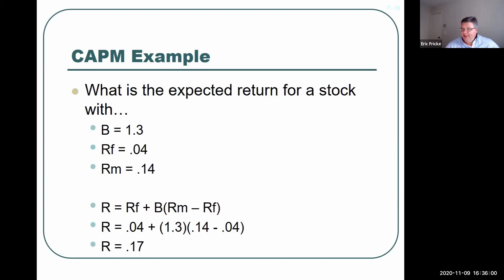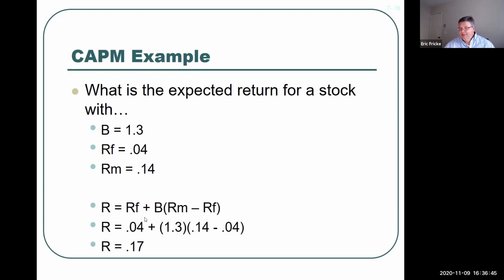Here's an example on calculating CAPM for a stock. I wrote these down here. They're not on your slide, but they are in the notes section of the slide. You get beta, let's assume 1.3. Let's assume the risk-free rate is 0.04, and the return on the market is 0.14. Usually B stands for beta, capital R with a little f, or sometimes a little r with a little f, stands for the risk-free rate. That's the T-bill rate. And R with a little m usually stands for the return of the market.